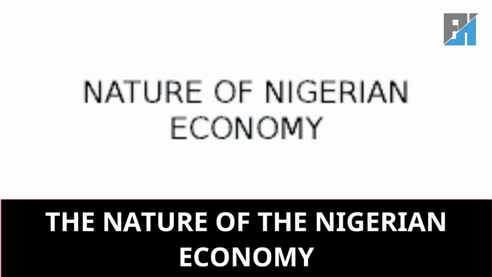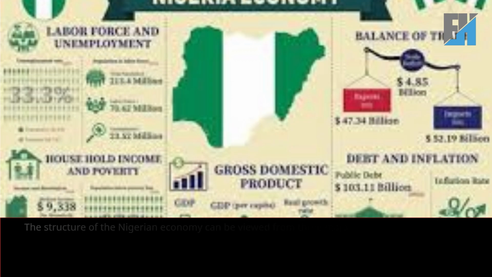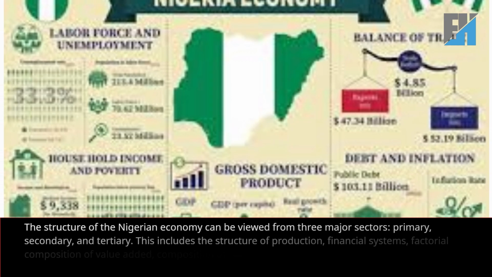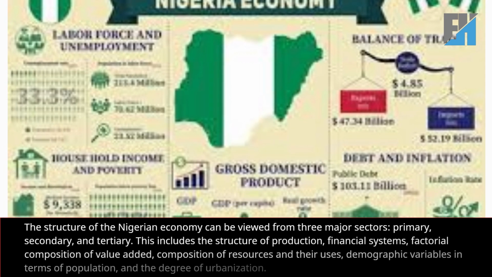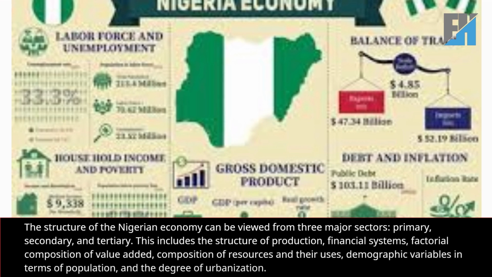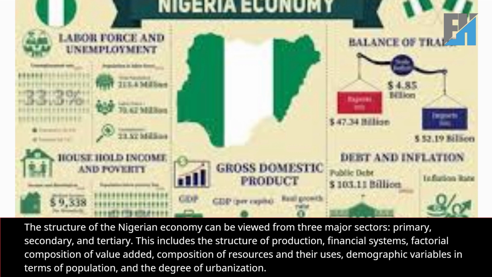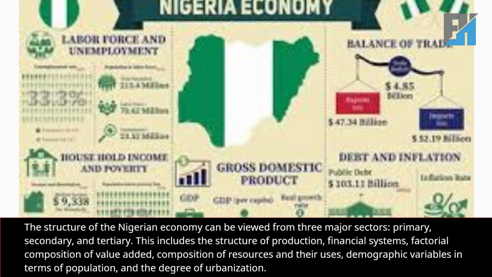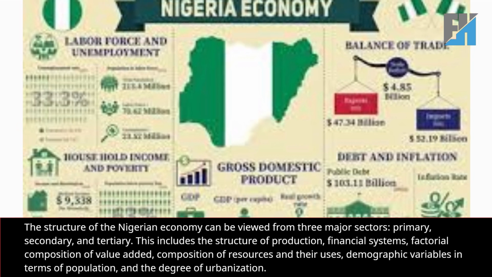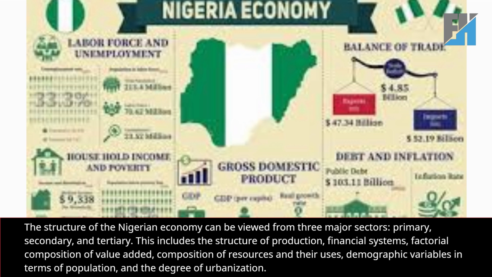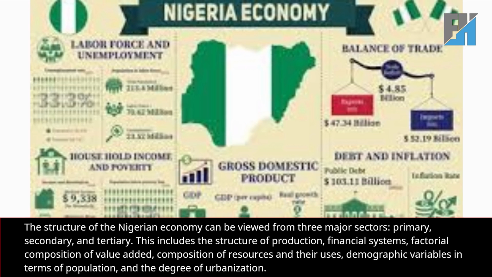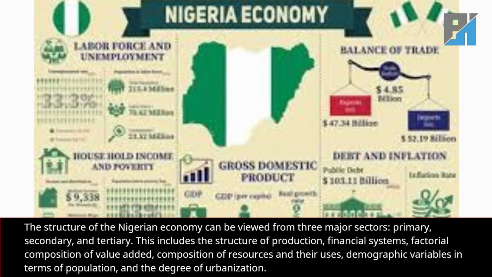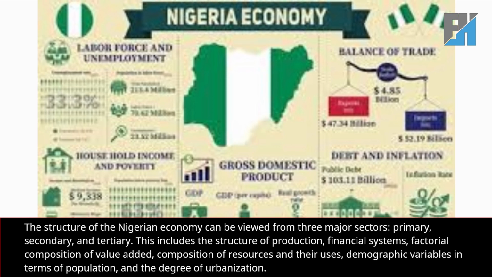In today's topic, we would be discussing the nature of the Nigerian economy. The structure of the Nigerian economy can be viewed from three major sectors: primary, secondary, and tertiary. This includes the structure of production, financial systems, factorial composition of value added, composition of resources and their uses, demographic variables in terms of population, and the degree of urbanization.